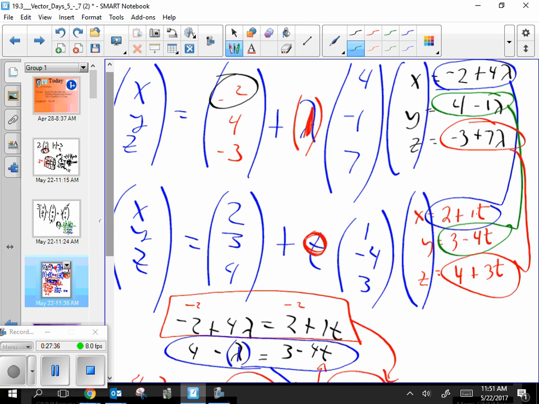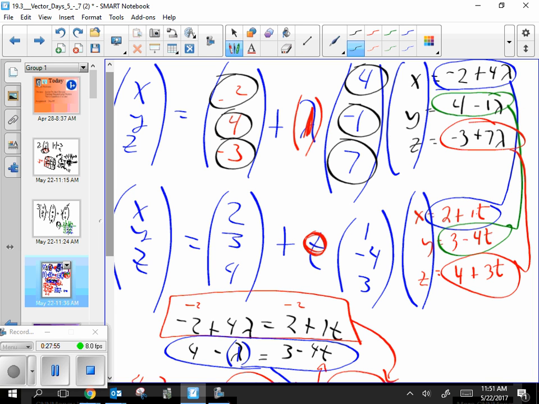What is negative 2? These are all 1 times, right? So what's negative 2 plus the 4? 2. What's 5 and a minus 1? 3. Negative 3 and 7? 4. It's at the spot 2, 3, 4 is where they intersected.